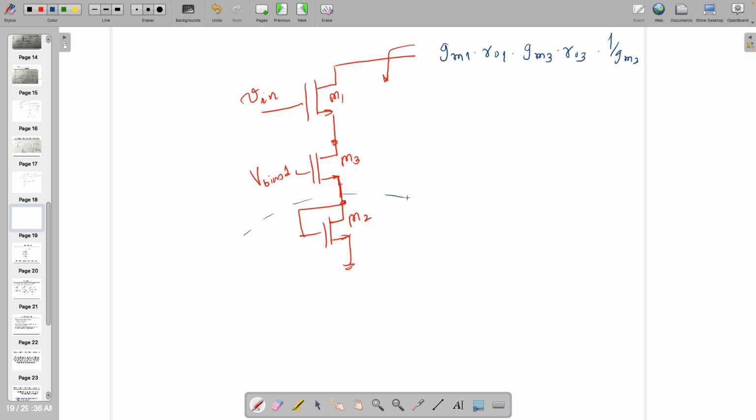Until then, all are intrinsic gains that you have to multiply. So this is the intrinsic gain of this one, and this is the intrinsic gain of this one. And the last resistance, just keep that. That's the trick if you are not able to follow. Okay, let's go this way.